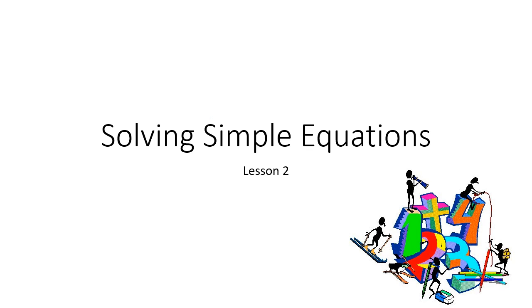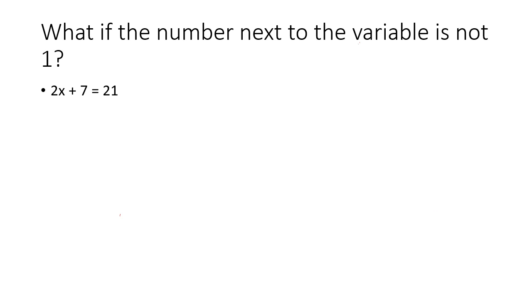Okay, let's look at the second lesson in solving simple equations. Now we're going to look at some equations where the number next to the variable is not a 1. We have a problem here: 2x plus 7 is equal to 21.